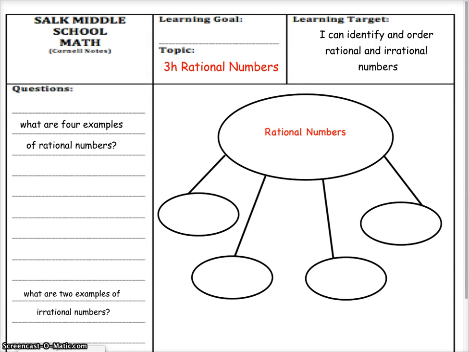Right, today we're finishing our rational unit, and we're actually going to define rational numbers today. On your learning target, you can identify and order rational and irrational numbers. Keyword: number. So I made a little web. Every number in this whole entire world is either rational or irrational. It's one or the other.